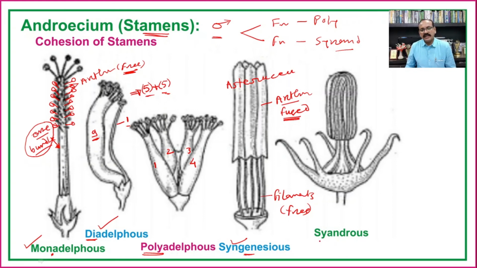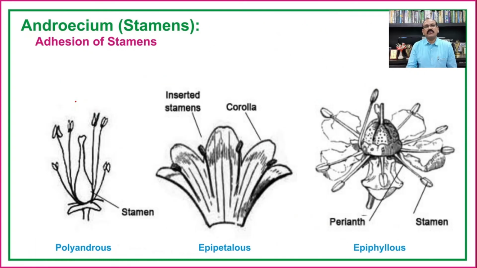Then the next one is synandrous, in which these are the anthers and these are the filaments. The anthers and filaments both are fused. Such a condition or fusion of the stamens is known as the synandrous condition, and it is commonly found in the family Cucurbitaceae.